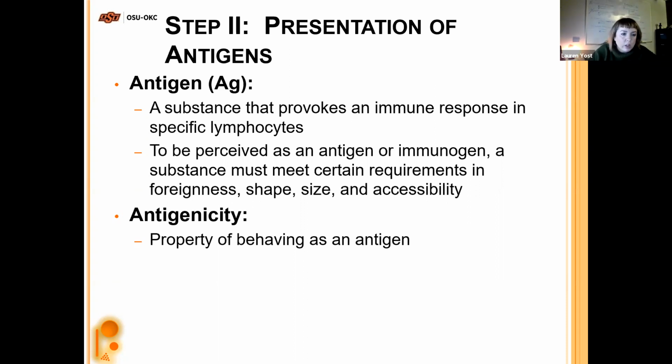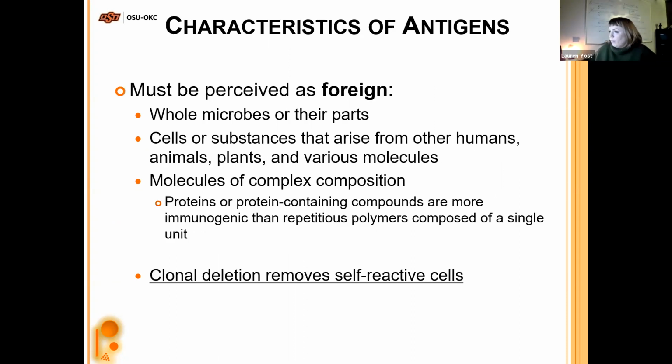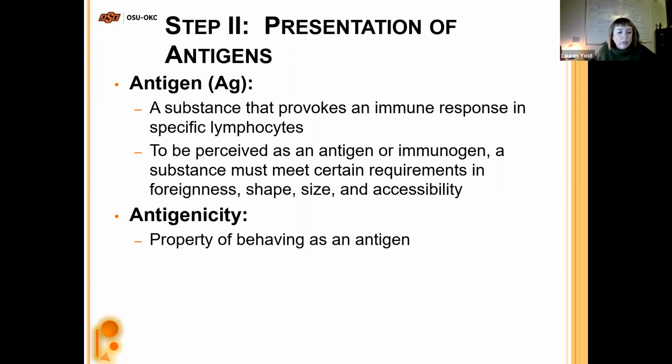So we don't really necessarily want self-reacting ones. So foreignness, shape, how it's going to bind with that binding site, size. Sometimes if it's too small, it won't interact with those little protein molecules. And accessibility. If it's an antigen that's deep within a protein, the immune system can't ever see that antigen and we're not going to react to it. So antigenicity is a property of whatever that thing is, its ability to behave as an antigen. That's its antigenicity. My words today.